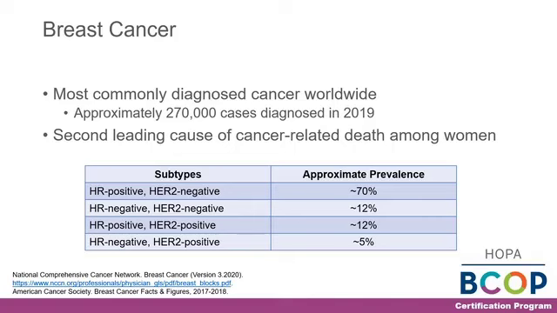The table here outlines roughly the approximate prevalence of the different subtypes of breast cancer. The most common subtype is hormone receptor positive, HER2 negative breast cancer, which accounts for about 70% of all invasive breast cancers, followed by hormone receptor positive breast cancer that is HER2 positive. And lastly, hormone receptor negative breast cancer that is also HER2 positive accounts for about 5% of all breast cancer cases.